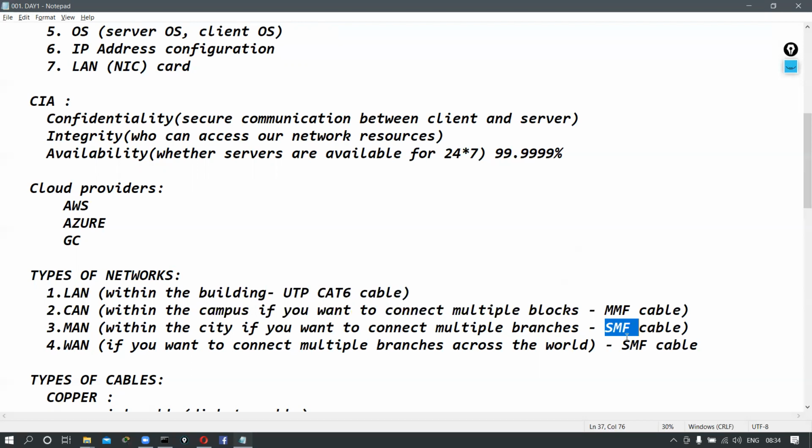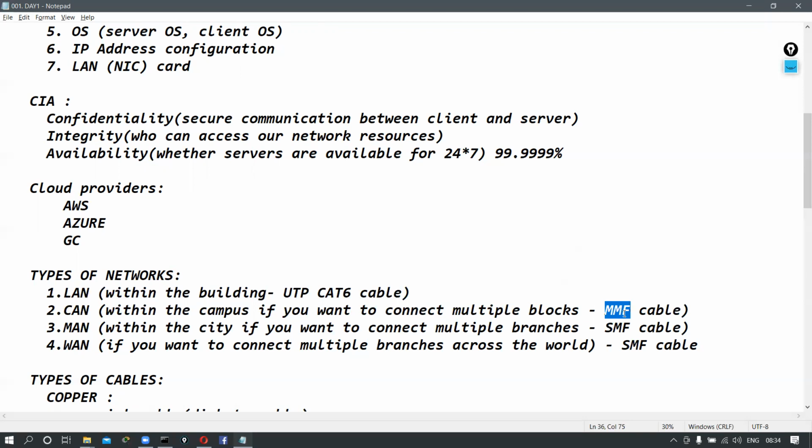If you want to connect the blocks within the campus, where one block is in one building, the building to building distance will be maybe 200 meters or 500 meters, or at most 1 kilometer. More than that? No, right? If the distance between the buildings within the campus is a maximum of 500 meters or 1 kilometer, then simply we'll go with multi-mode fiber optic. MMF means multi-mode fiber optic, which supports a distance of 2 kilometers.